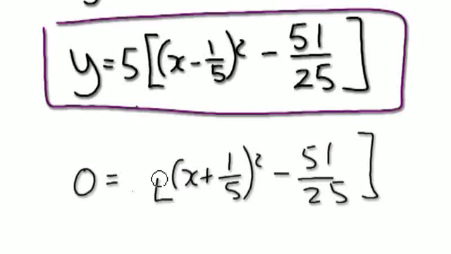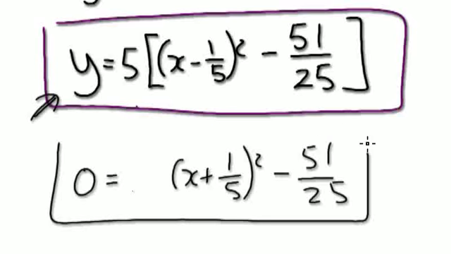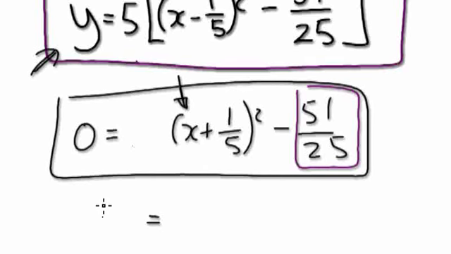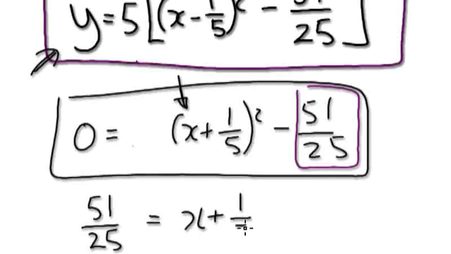There's nothing else surrounding the bracket. So basically, when you put 0 into here and then divide both sides by 5, you will get this. Okay. And then try and keep an eye on x. You're trying to solve for x in effect. So add this block to both sides. So this would be 51 over 25 equals x minus 1 over 5 squared.